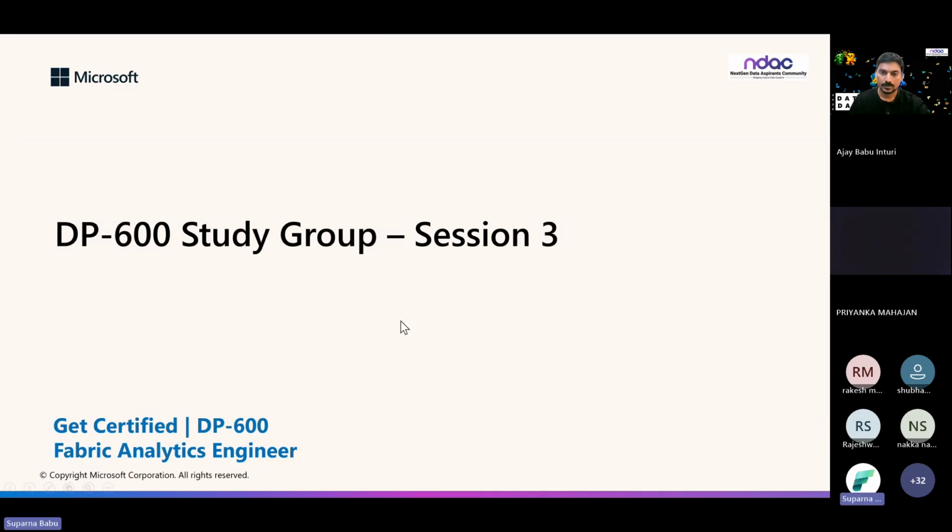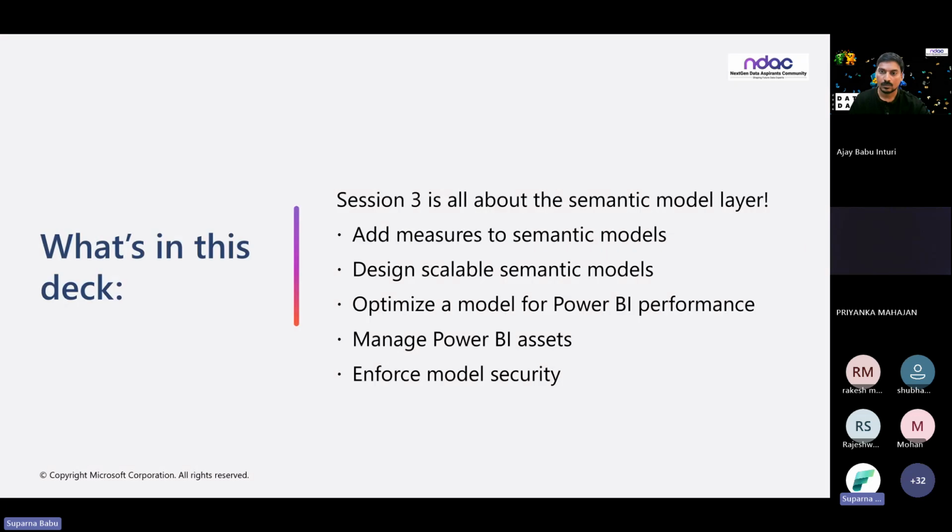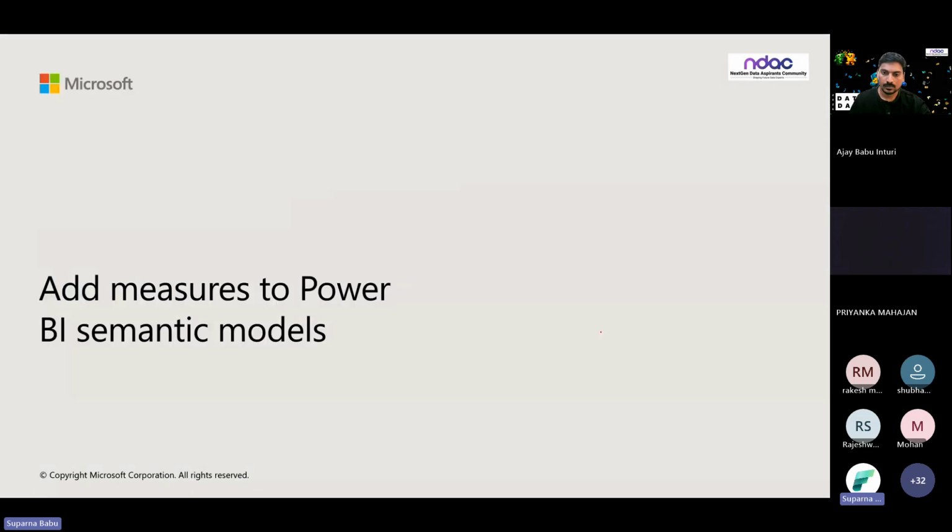So now let me talk about session number 3. In session number 3, we are purely deep diving into semantic models. Here you can see what the semantic model layer is, followed by how we can design scalable semantic models, how we can optimize the model for Power BI performance, and enforcing the model security.